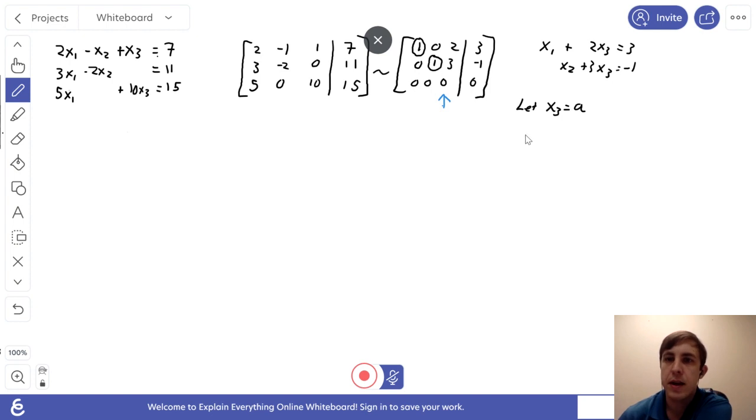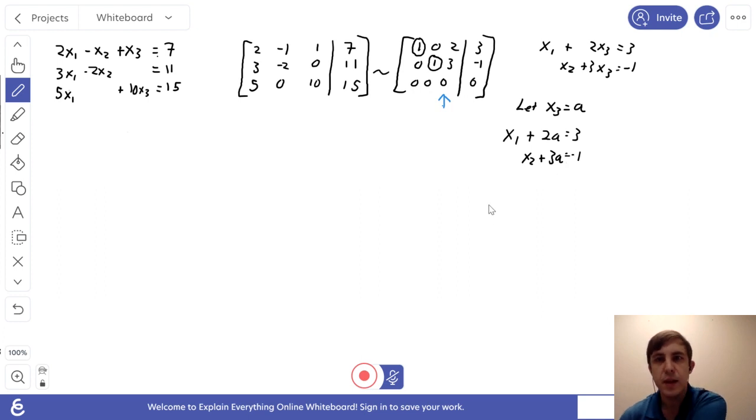And now we can rewrite our system of equations using this free variable, so an a instead of an x3, and x2 plus 3a equals negative 1. And now the beauty of the reduced row echelon form is that it's very easy to solve for our pivot variables x1 and x2 here. So we have x1 is equal to 3 minus 2a, and x2 is negative 1 minus 3a.